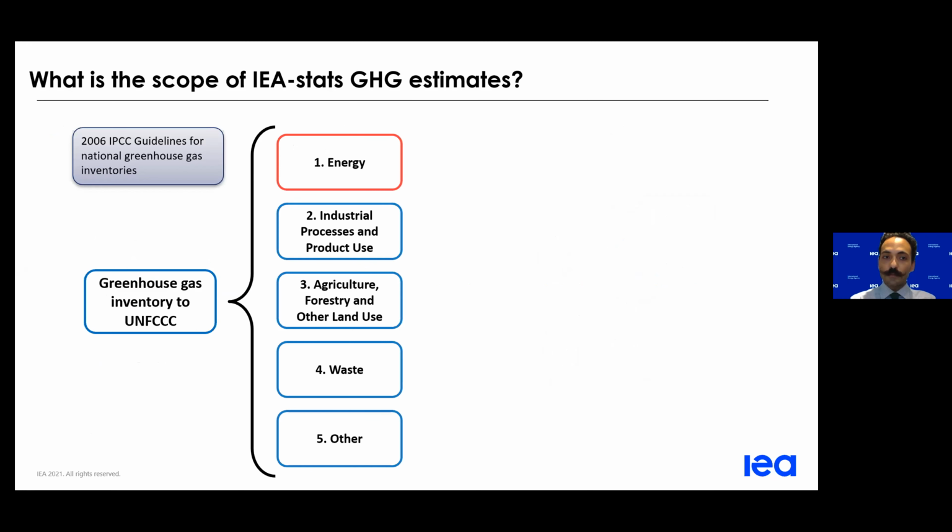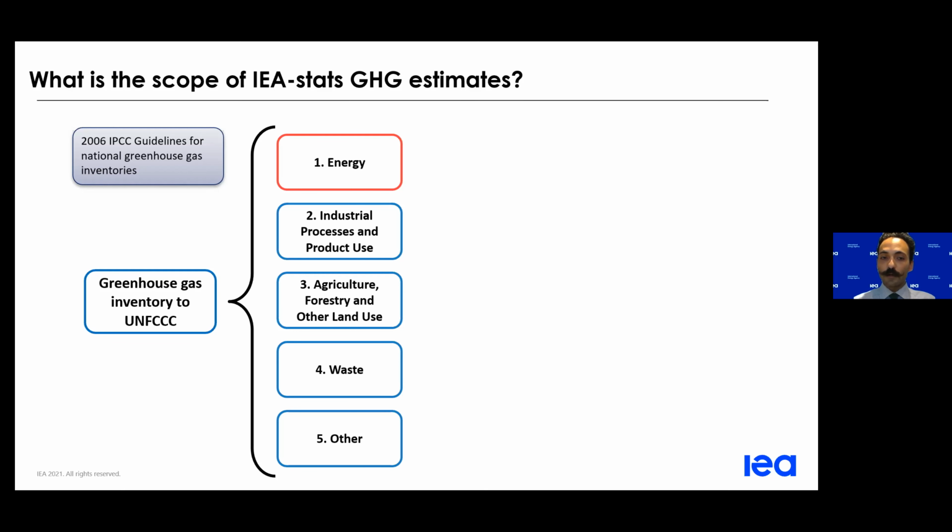The IPCC, with the help of IEA, have populated and refined a globally recognized set of guidelines for estimating and reporting greenhouse gases. The guideline is called the 2006 IPCC Guidelines for National Greenhouse Gas Inventories. And this guideline is actually used by the countries in order to submit their national greenhouse gas inventories to UNFCCC.